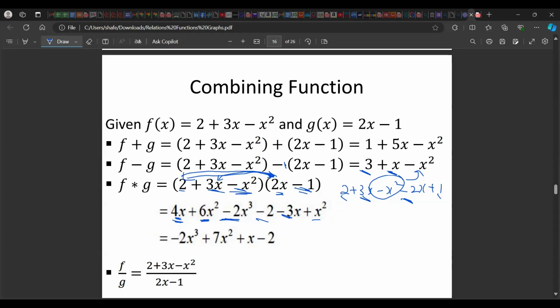4x minus this 3x gives us this x. 6x squared and this one more becomes a 7x. Minus 2x cubed, there are no other x cubed terms, so that remains the same. And there are no other constants, so that remains the same, right?